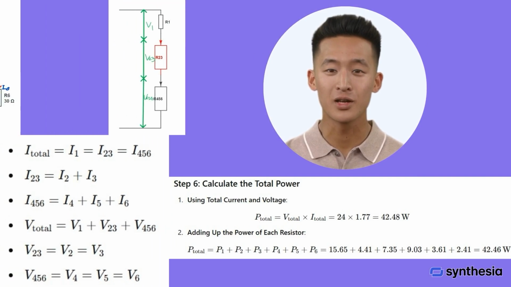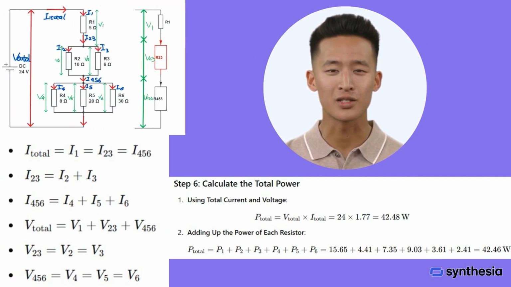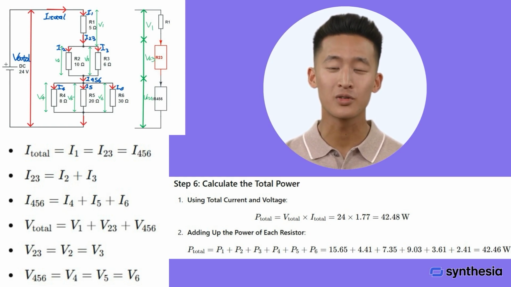6. Calculate the total power. When it comes to the total power, we have two calculation methods. Option 1. We can calculate the total power dissipation for the entire circuit using any two of I total, V total, or R total. Option 2. We add up the power dissipated by each individual component, P1, P2, P3, P4, P5 and P6. P total equals 42.48 watts.